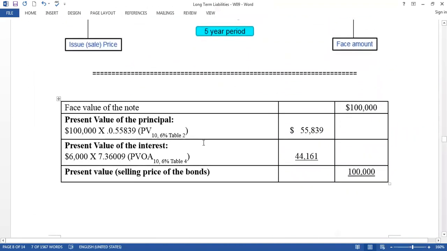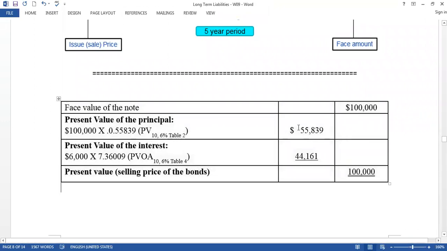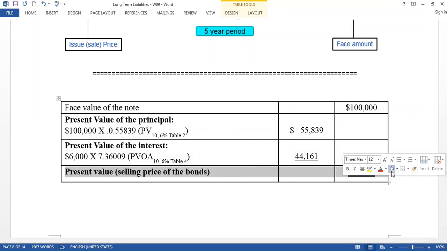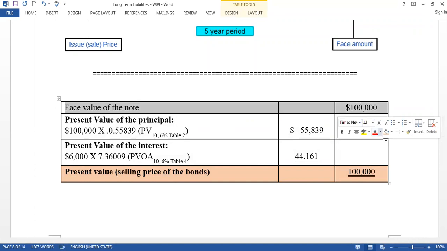Calculate the present value of the bond. So this is the table you can use. You are not required to use this table, anyway. You can calculate this. The table is going to give you the easiest way to explain the result. So the face value of the note is $100,000. And look here, the present value is also $100,000. Look at these two columns. Face value is $100,000.